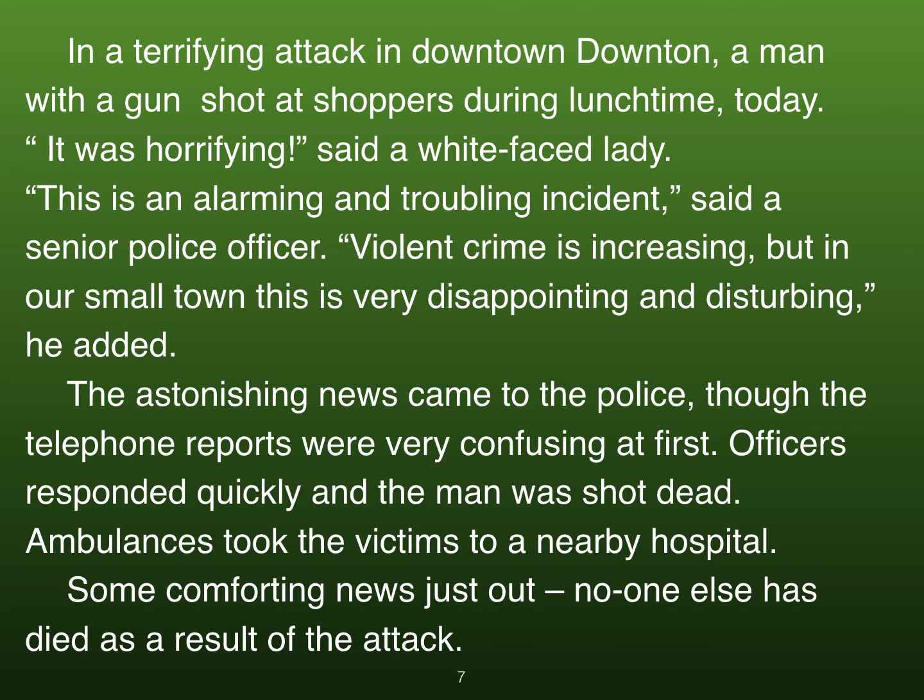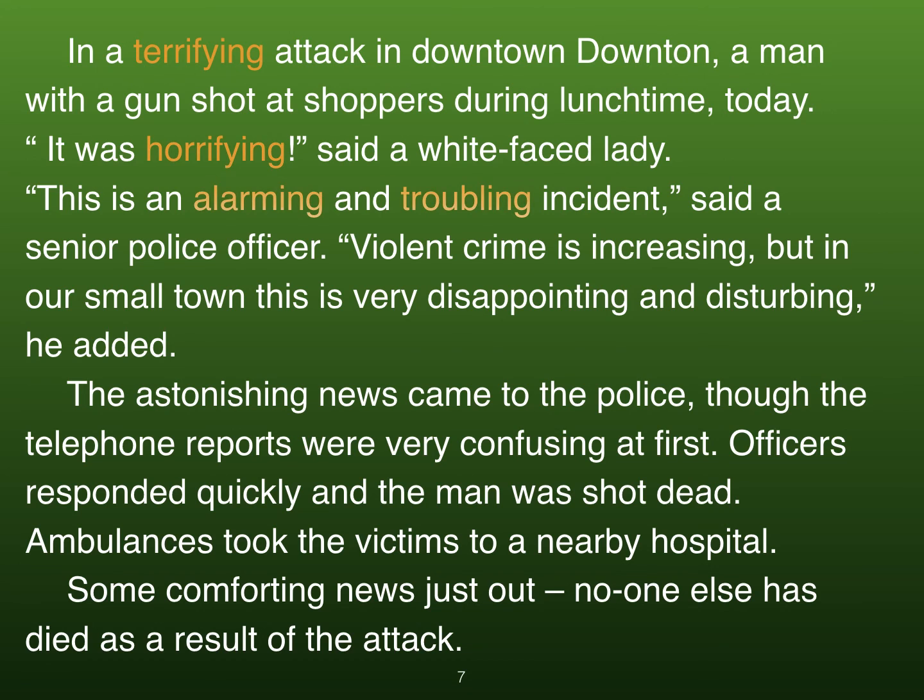And now let's highlight the adjectives that we want to take a look at. Here they are. They are all adjectives and they describe the events that happened. It should be clear that they all end in ing.